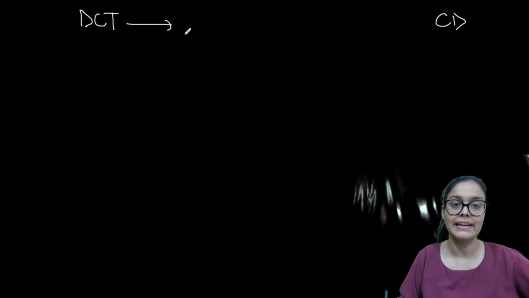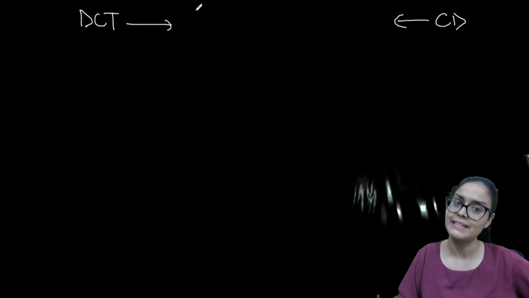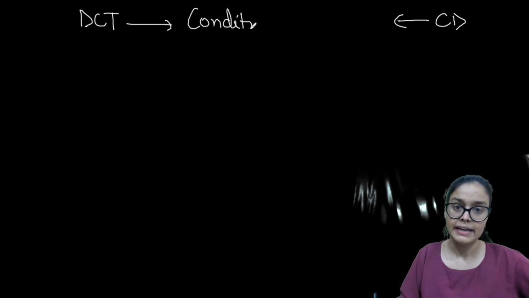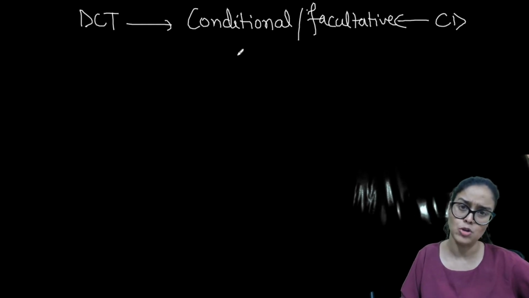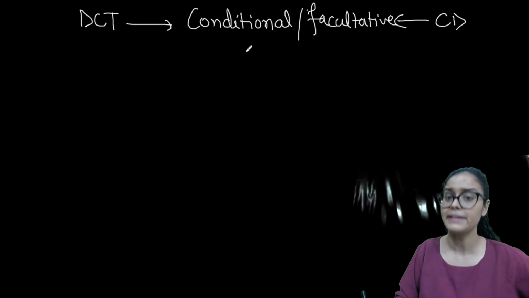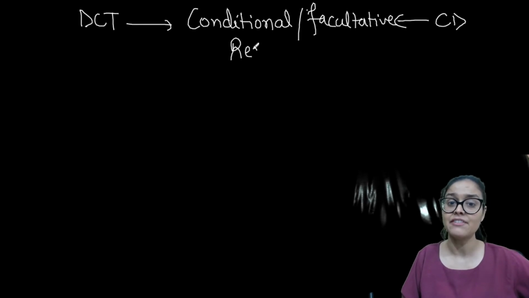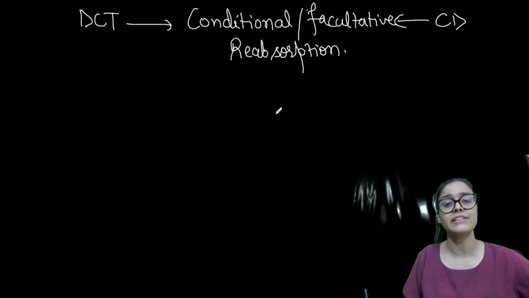When we talk about distal convoluted tubule and collecting duct, the reabsorption in the distal convoluted tubule and collecting duct is conditional. It is conditional only in certain conditions, or we call it facultative reabsorption. Not compulsory, only when the condition arises will reabsorption happen, only during some conditions, right? So conditional or facultative reabsorption happens when there is stress of water and salt in the body, then only it will get activated.